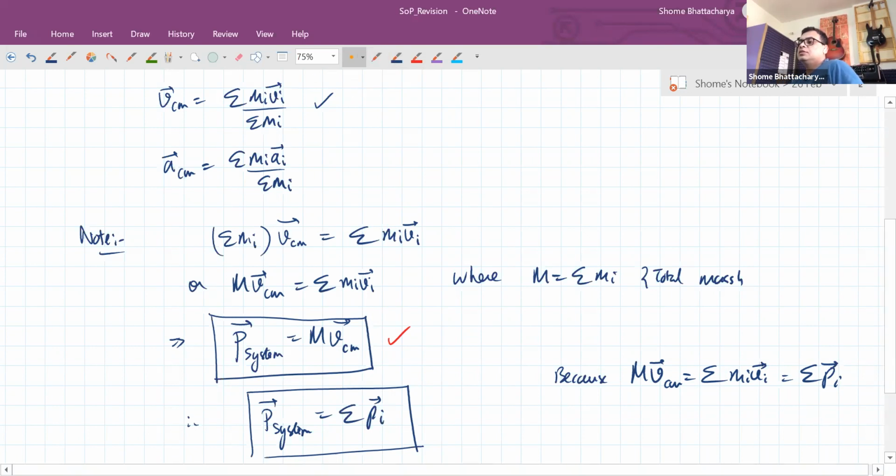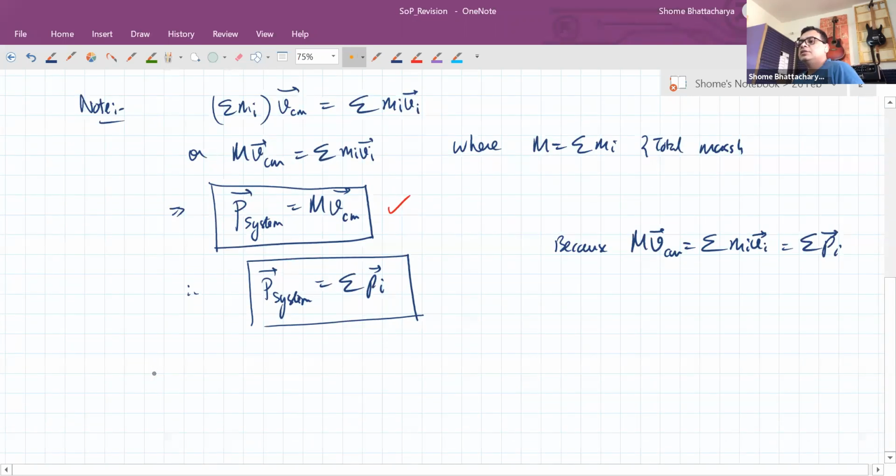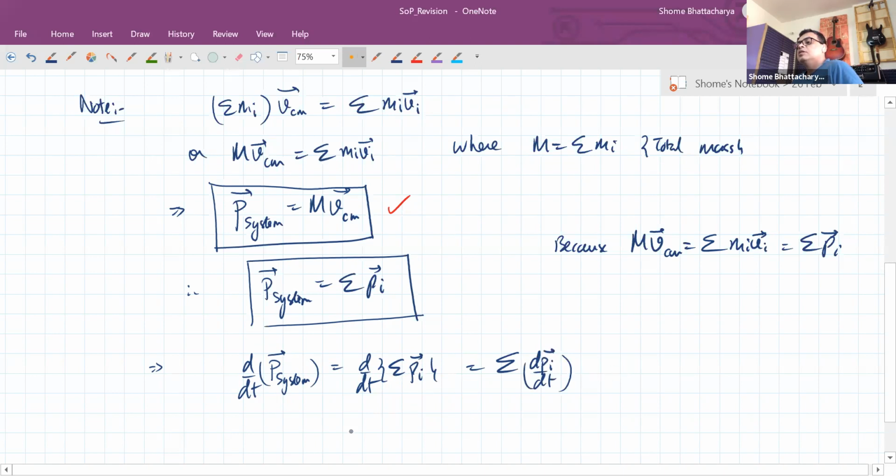Now next thing is, if we differentiate this equation on both sides with respect to time, or apply rate of change to both sides, the rate of change of linear momentum becomes the instantaneous rate of change of summation p for all the particles. Further, this becomes the summation of the rate of change of linear momenta of individual particles. So that becomes summation of Fi, where Fi is the net force acting on a particular particle.